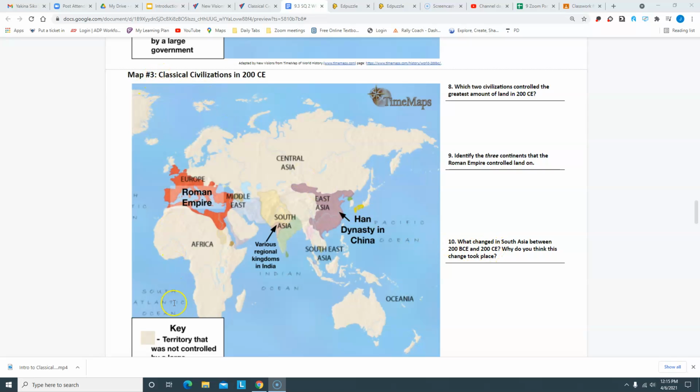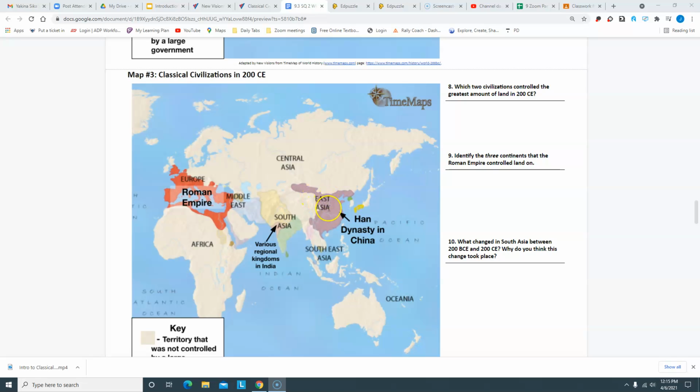So we see the title, we see the key down here. Any of the tan area is territory that's not controlled by a major empire. The red is the Roman Empire, and this is Europe, so the European continent. Look at how much of Europe and Northern Africa, right here, and parts of the Middle East, is controlled by the Roman Empire. And the major sea here is the Mediterranean Sea. Moving east, we've got the Middle East in the light blue color. Continuing east, we've got South Asia, so various regional kingdoms in India.